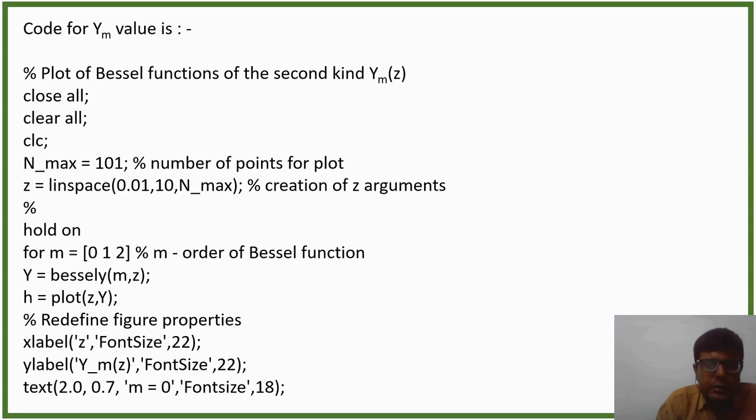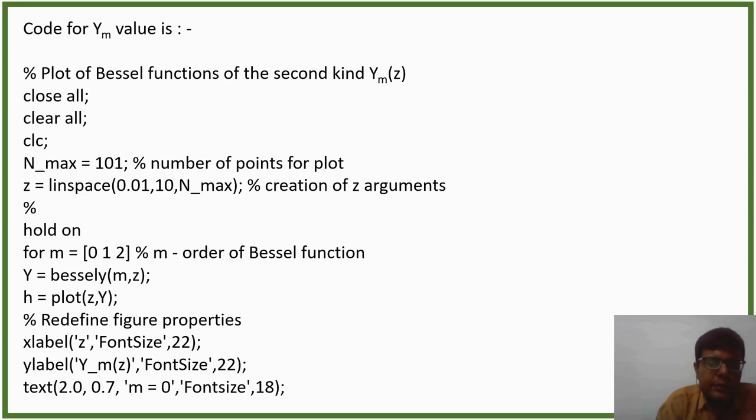In this slide, we have the code of Ym values. We have declared the plot of Bessel functions of the second kind, Ym of z. Then we have close all, clear, clc. We define nmax is equal to 101. We define z is equal to linspace with 0.01 and maximum 10. Then we have applied the hold on.